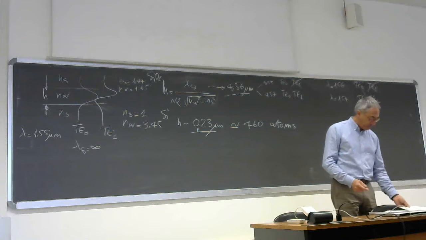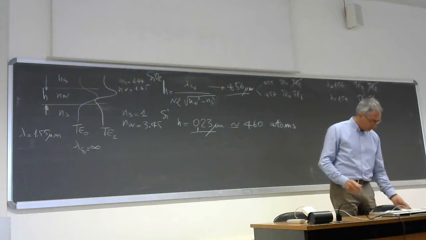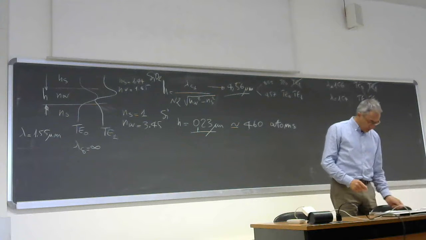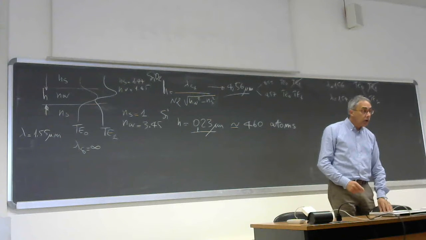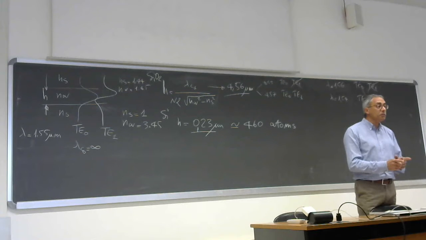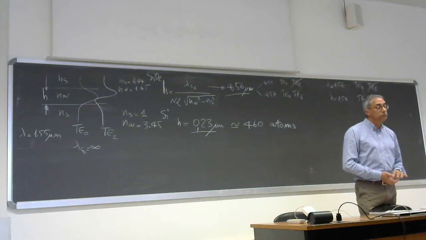If you have questions, if you don't understand something, just stop me. Can you repeat, how did you find the number of atoms from the thickness? You said the distance between two atoms in crystalline silicon is more or less half a nanometer.